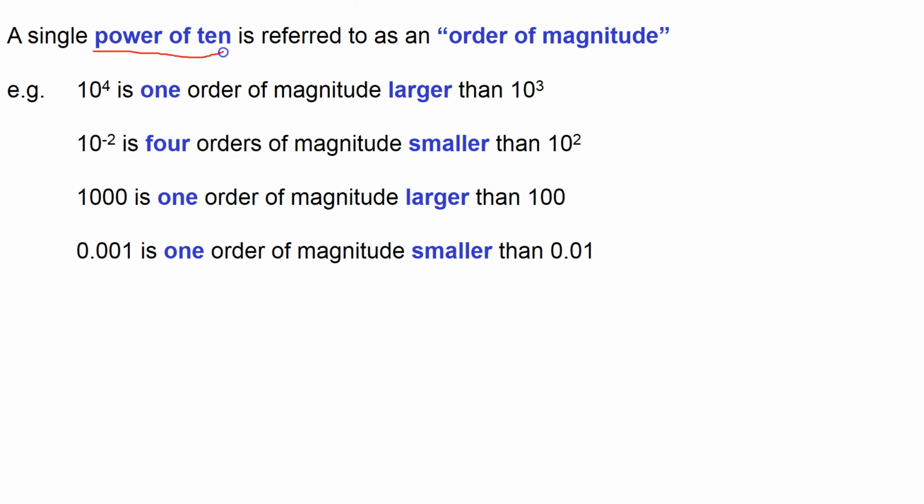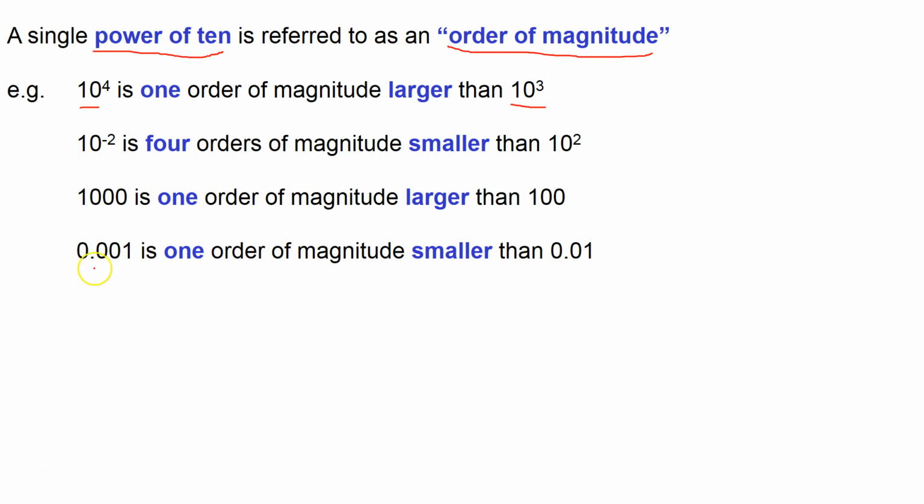A single power of 10 is an order of magnitude. So if something is one order of magnitude bigger than something else, then that's 1 power of 10 bigger. So 10 to the 4 is 1 order of magnitude bigger than 10 to the 3. And similarly, if something is a power of 10 smaller than another number, then it's 1 power of 10 smaller.